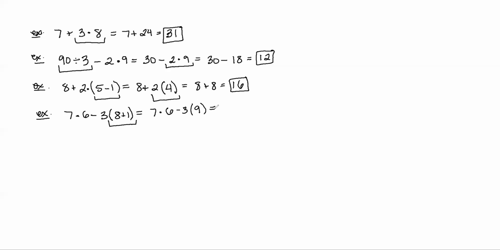And now we have some multiplication here and subtraction. We do multiplication first from left to right. So 7 times 6 is 42. Bring over everything else. Next we have multiplication. So we're going to have 42 minus 27. And then if we go ahead and subtract those, we get 15.